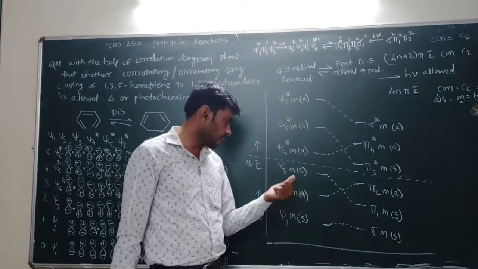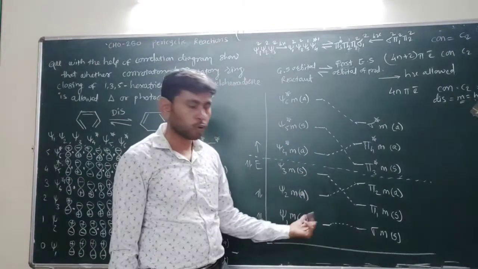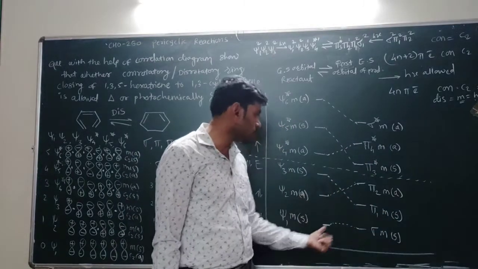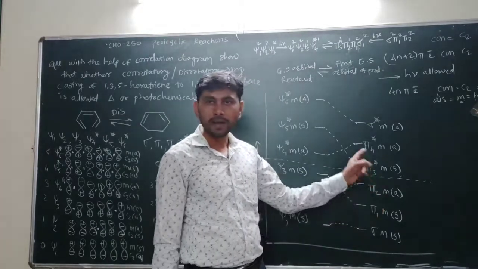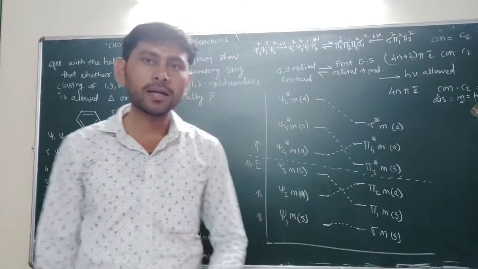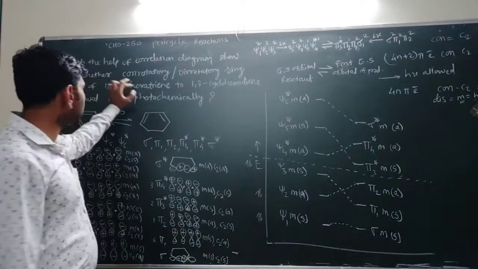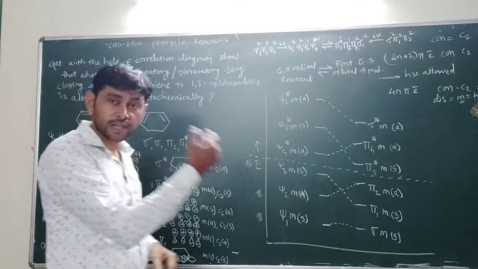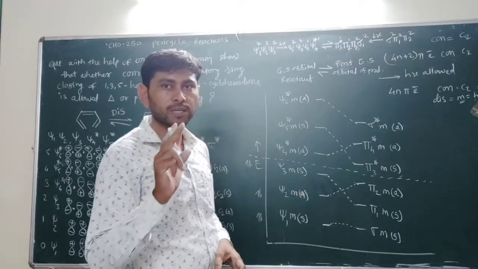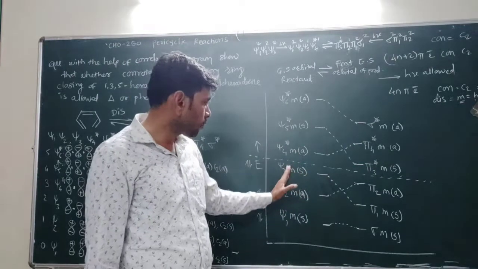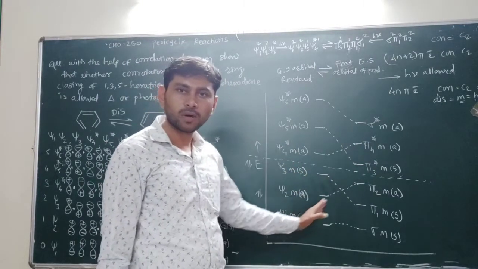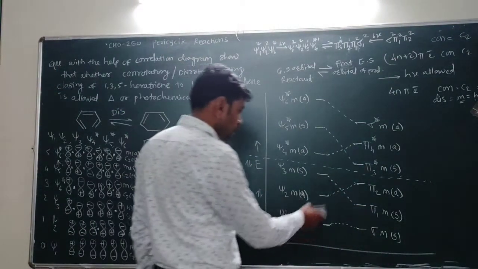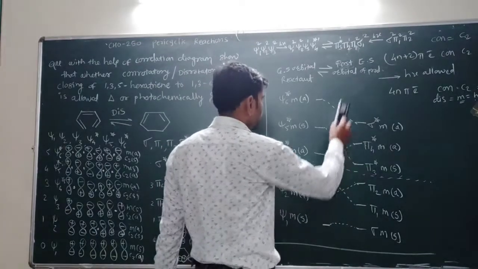What is our observation? Ground state orbital of reactant is correlated with ground state orbital of product. Hence, the disrotatory ring closing of 1,3,5 hexatriene to 1,3 cyclohexadiene is allowed thermally. If there is no excited state correlation, then that reaction must be thermally allowed. Here the ground state orbital of reactant is correlated with the ground state orbital of product, and this reaction is thermally allowed.